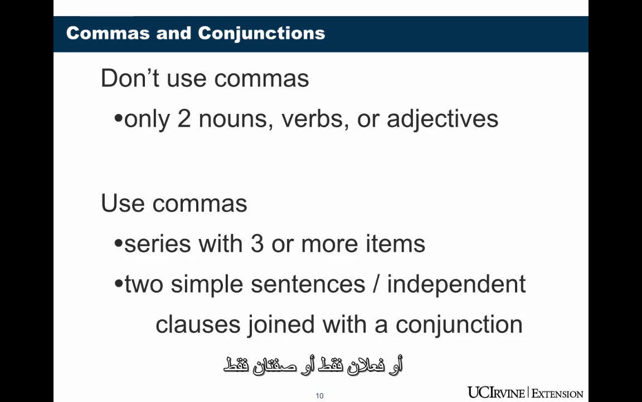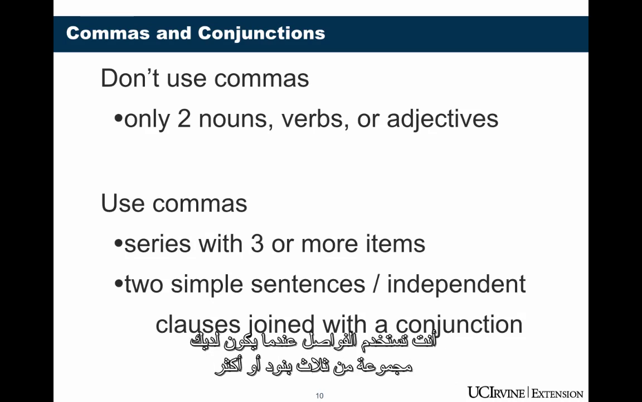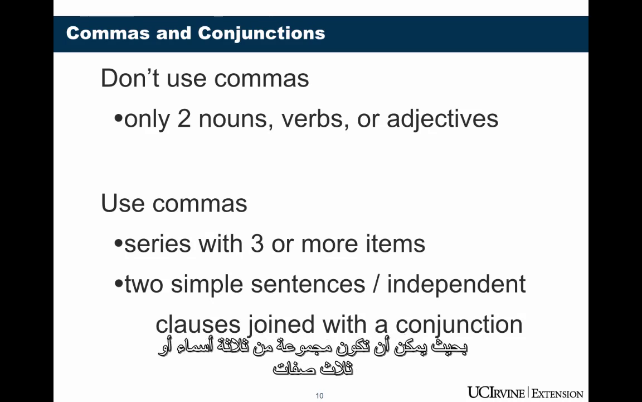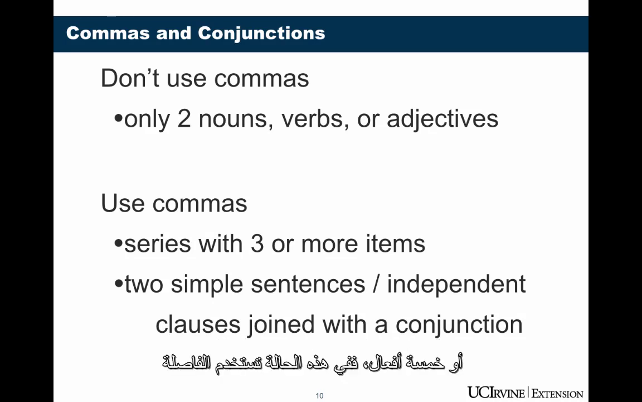Remember, you don't use commas when you have only 2 nouns, or only 2 verbs, or only 2 adjectives. You do use commas when you have a series with 3 or more items. So that could be 3 nouns, or 3 adjectives, or 5 verbs. Then you would use a comma. You would put a comma after each item.